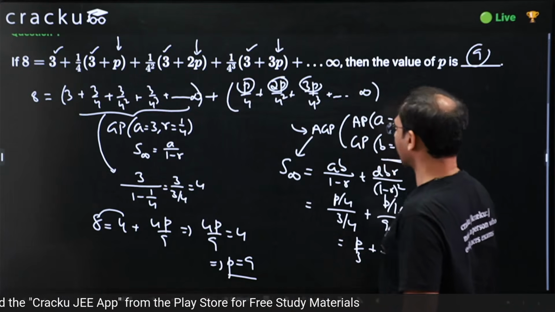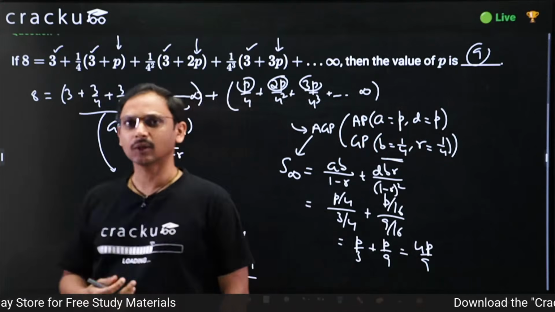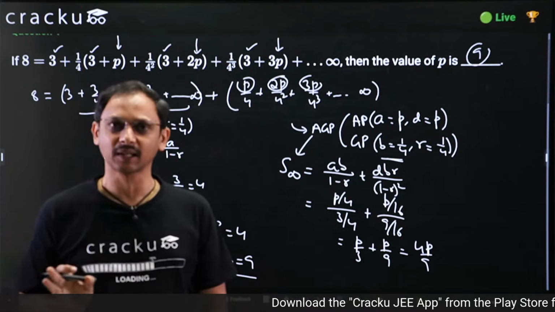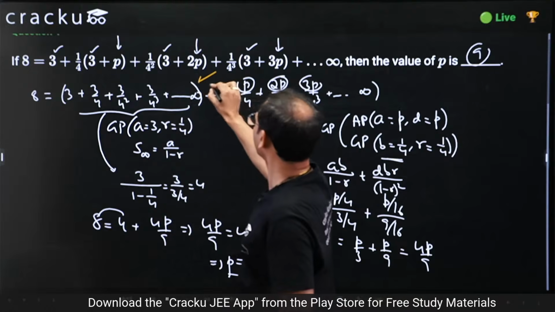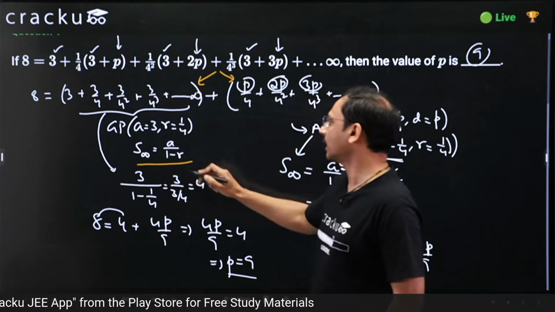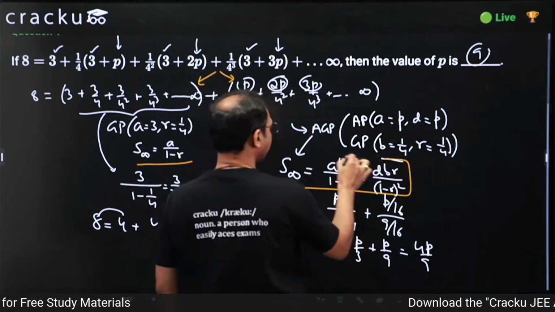So let us go through this problem once again. So what are we looking at here? So he has given a combination of two series. One is a geometric series, one is an AGP series. So first thing is you need to split this separately into two series, then apply your S infinity formula of GP and S infinity formula of AGP.